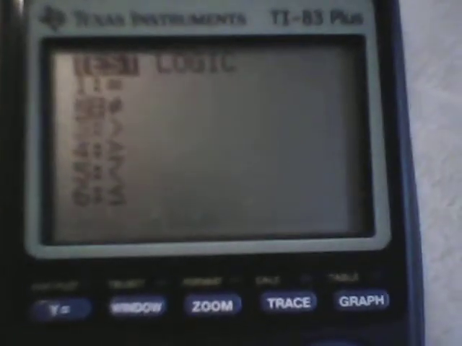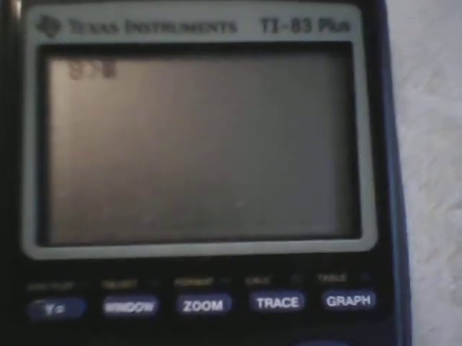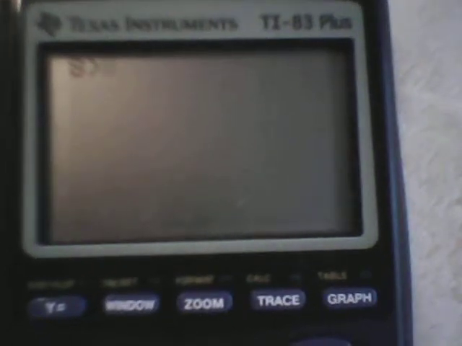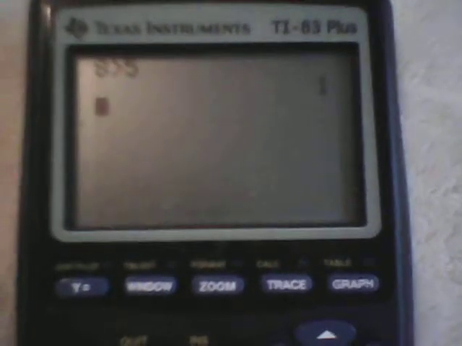So you're going to scroll down to it. You're going to hit that. And then type in your 5. So it's 8 greater than 5. Hit enter. It says 1. 1 on this graphing calculator is the exact same thing as yes. So that's good to know. 1 means yes.